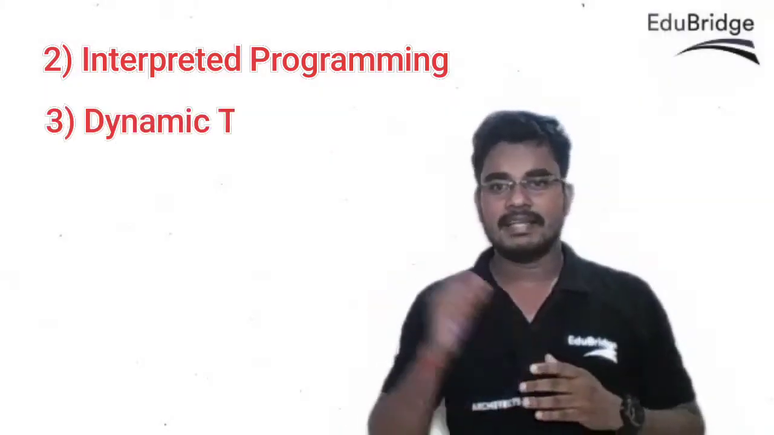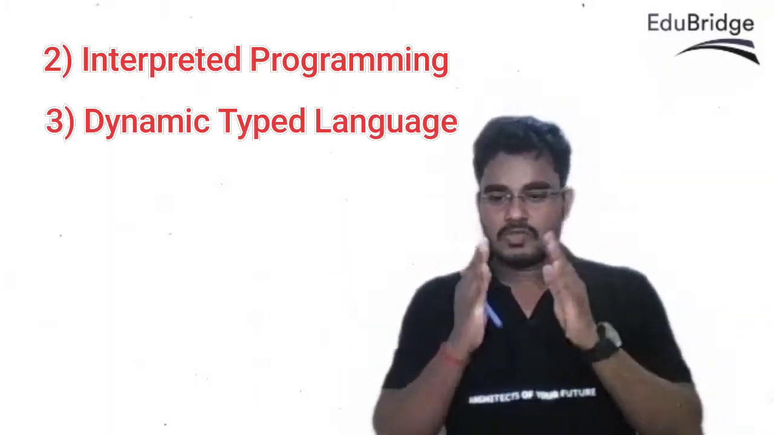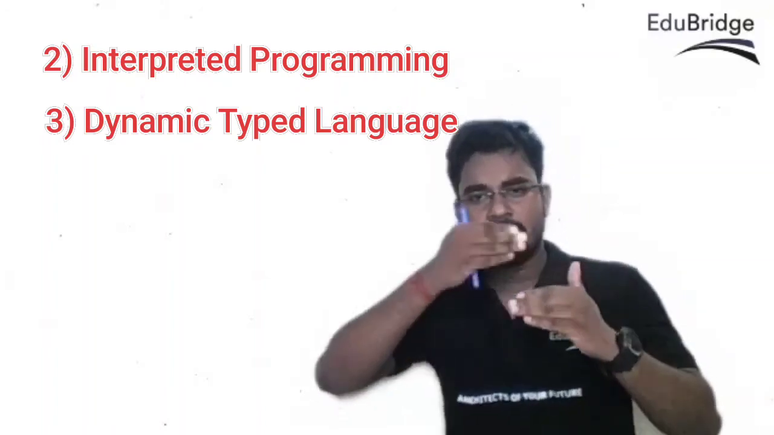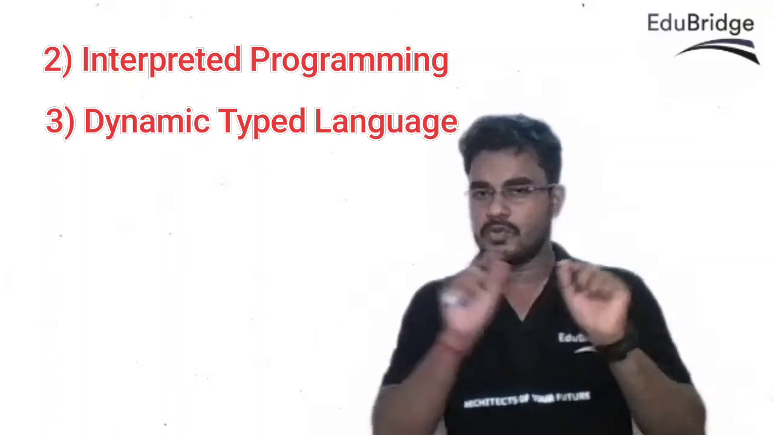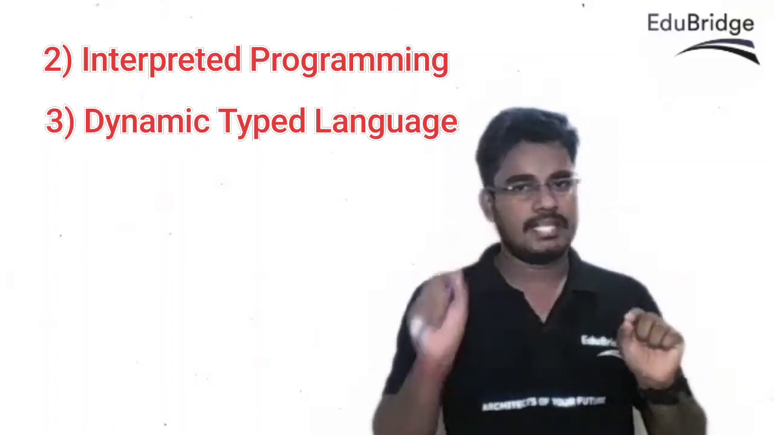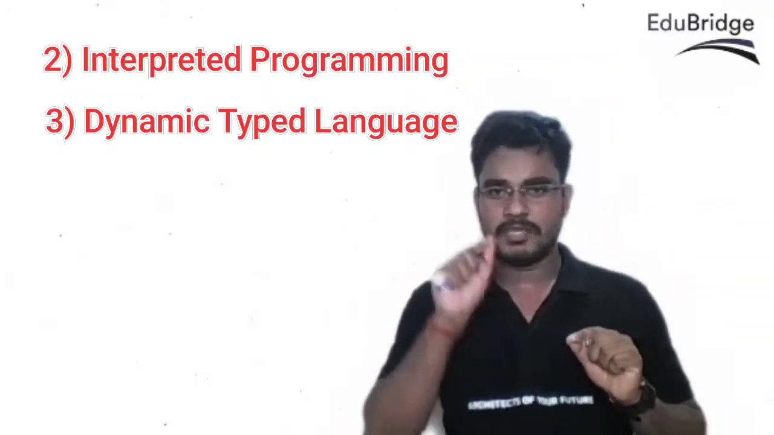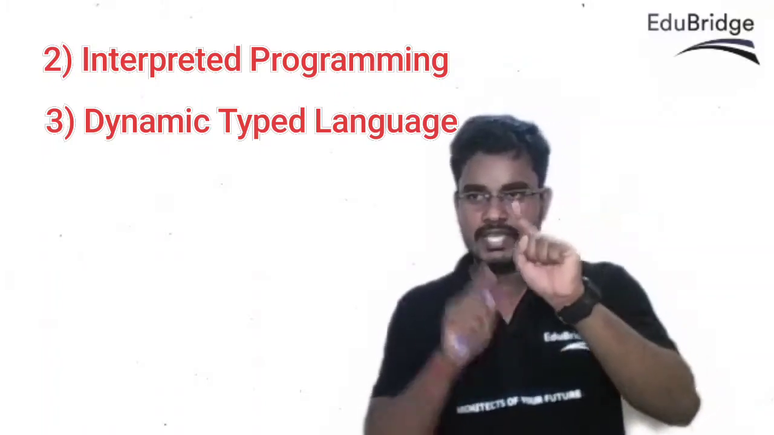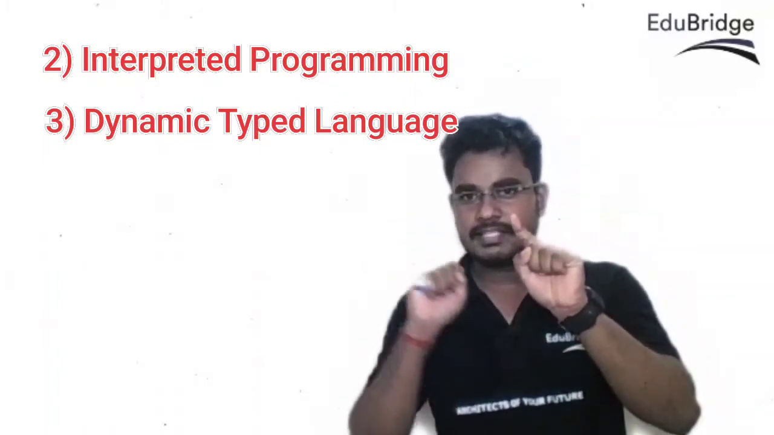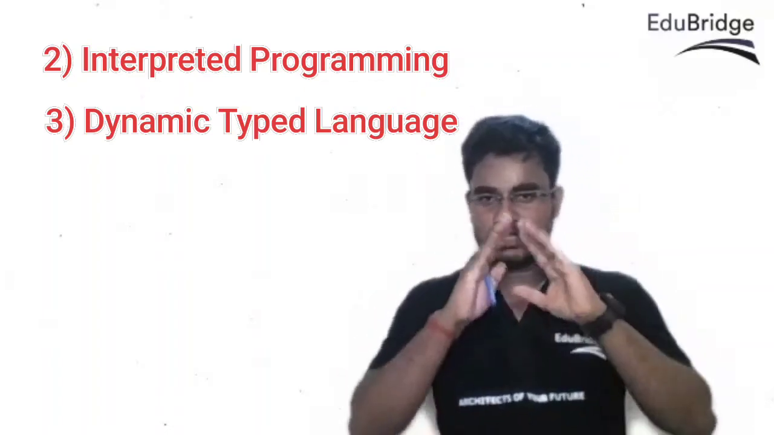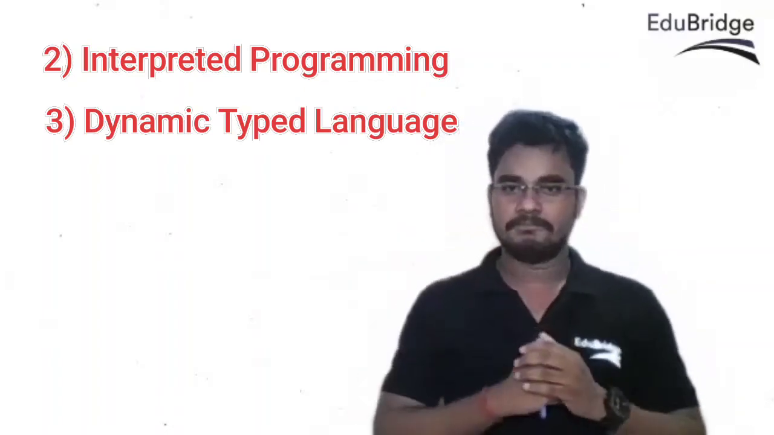Third one is dynamically typed language. So why is Python a dynamically typed language? Because it automatically converts the data type. We don't need to mention the data type separately. In case you're writing A is equal to 5, B is equal to 7, A is an integer data type, but you're not mentioning it. It is automatically assigned there. So that's why it's called a dynamic data type.